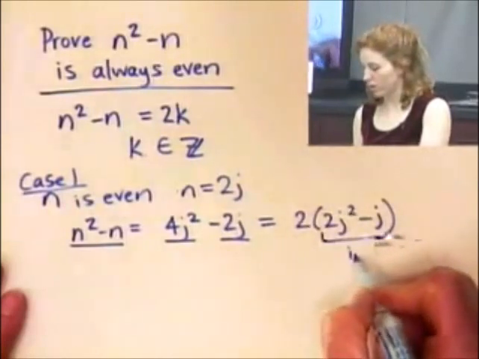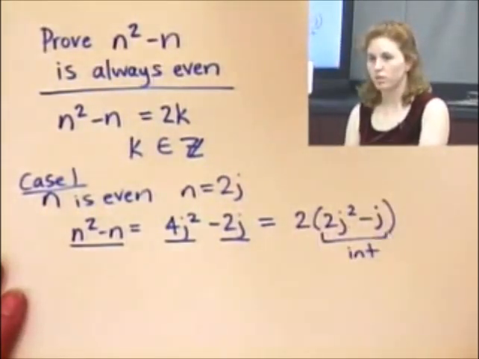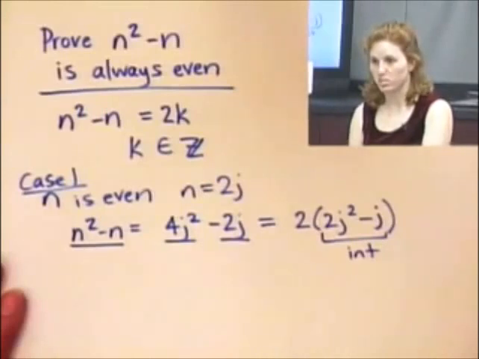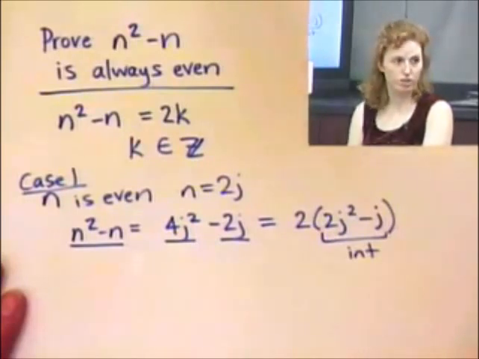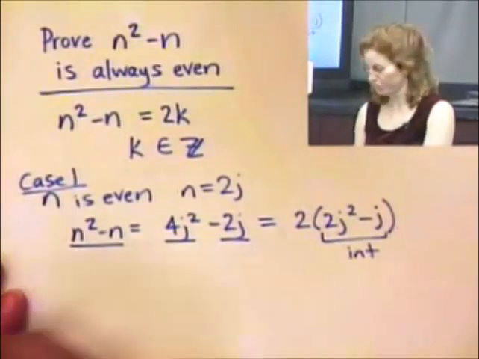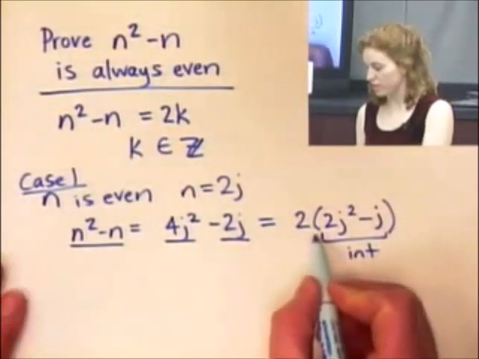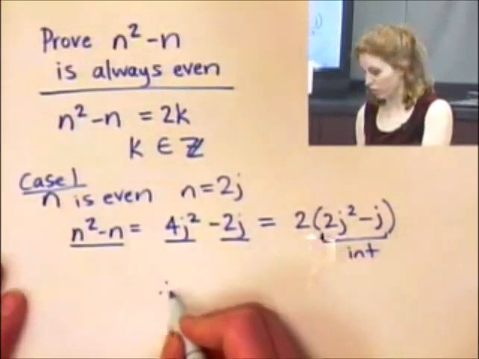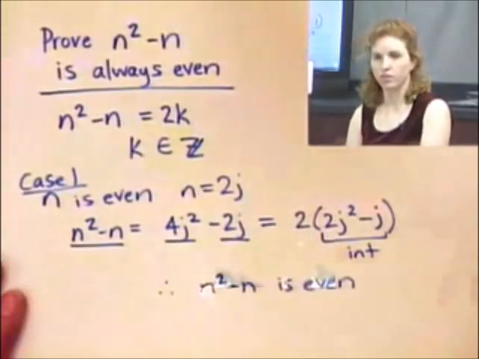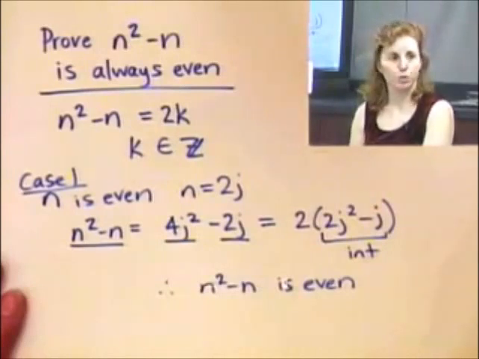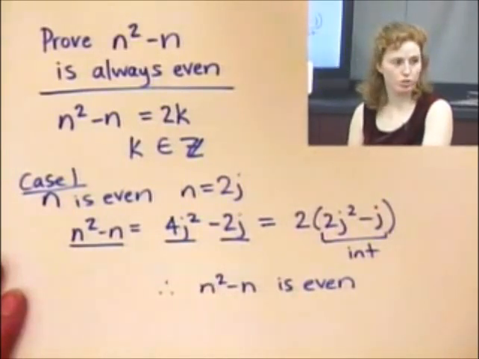This number here is an integer, right? Because j is an integer and so is 2, and these combinations of multiplying, adding, and subtracting them are integers. What's the only operation we normally do that isn't closed for the integers? Division. Division, right? If I divide 2 integers, I don't necessarily end up with an integer. So now that I've written this as 2 times an integer, therefore n squared minus n is even for this case. So all I have left is to prove that when n is odd, I still have n squared minus n is even.